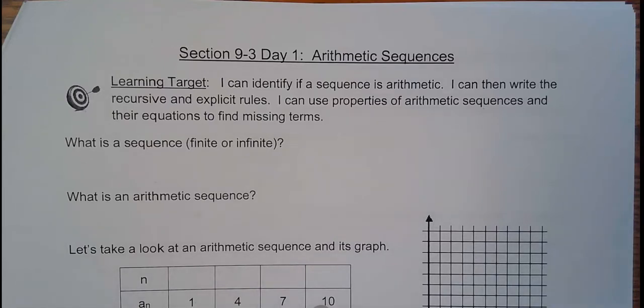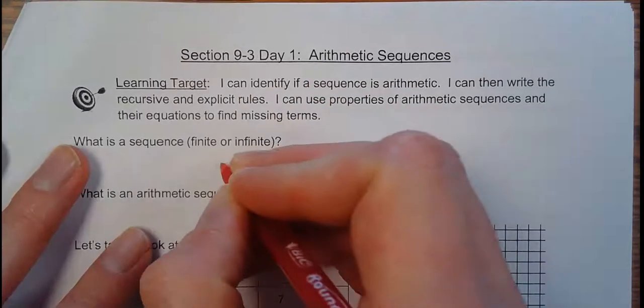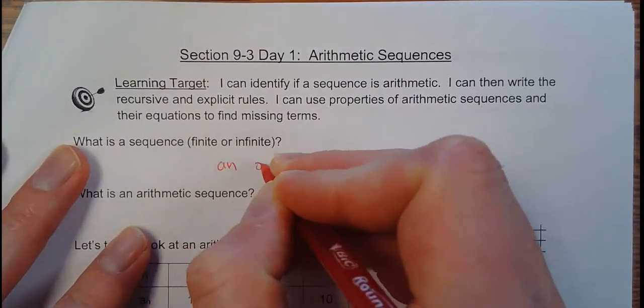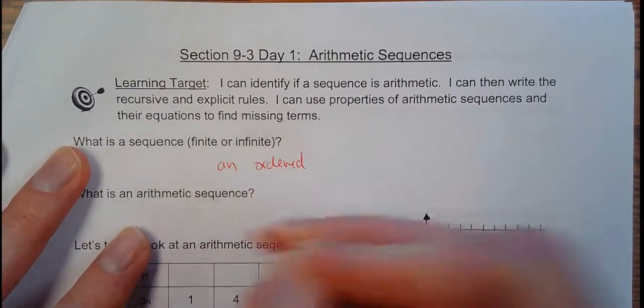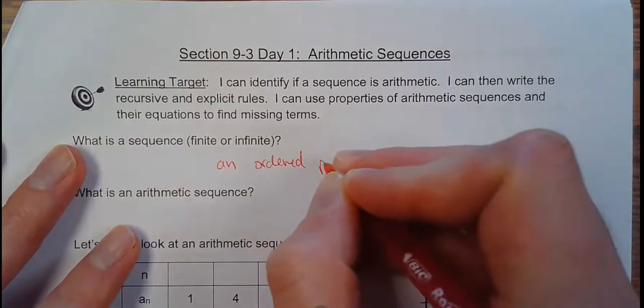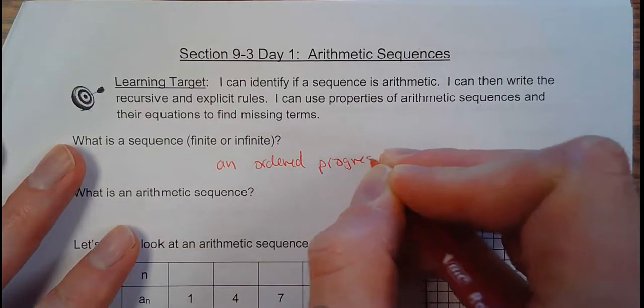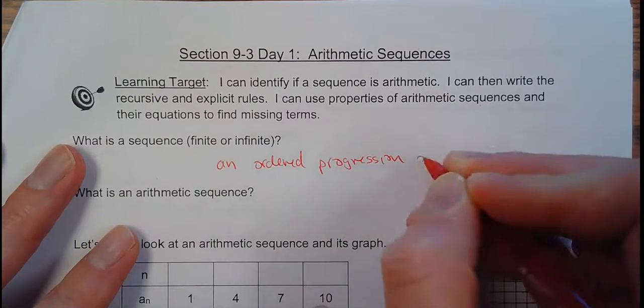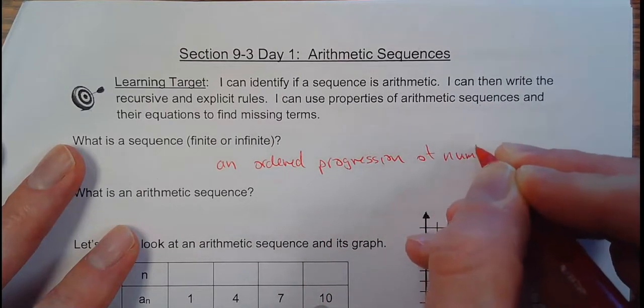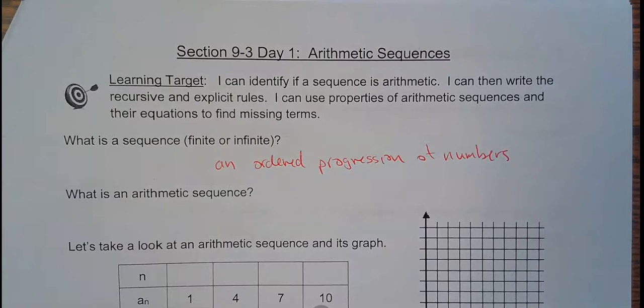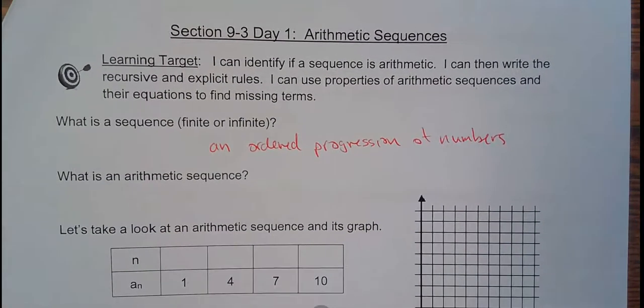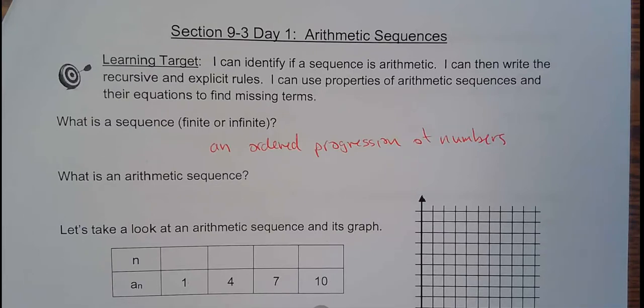So first off, what is a sequence? Well, a sequence is just an ordered progression of numbers, so the order that we give it to you matters. So it's just a series of numbers, an order of numbers. And an arithmetic, which you might look at as arithmetic, but when we're talking about a sequence, it's pronounced arithmetic. An arithmetic sequence is a special kind of sequence.